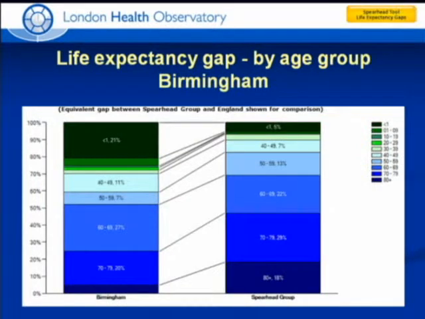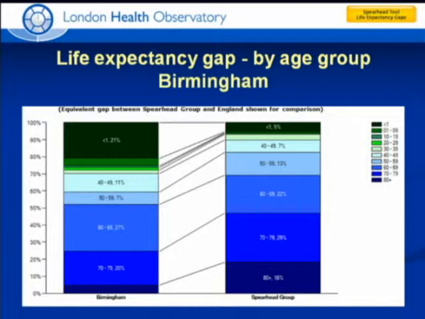And the tool also does the same thing for age group. So it works out which age groups, in the same way that it works out which diseases are contributing to the gap, it works out which age groups are contributing to the gap. And it also enables the local area to focus their interventions or their work on specific age groups.